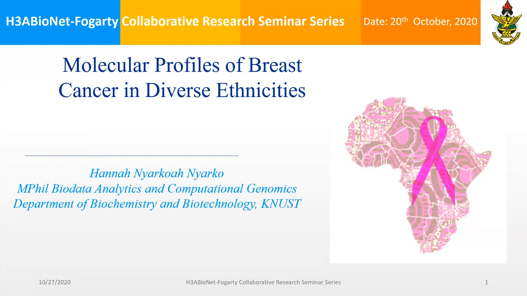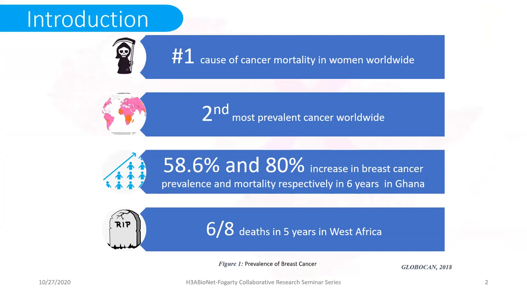Okay. Breast cancer by far ranks as the number one cause of cancer mortality in women and the second most prevalent form of cancer worldwide. Specifically in Ghana, we find that there had been an increase in breast cancer mortality rates by about 80%, and then in the prevalence by about 58.6% within 6 years. In West Africa specifically, we face up to 6 deaths in 8 breast cancer patients within 5 years.